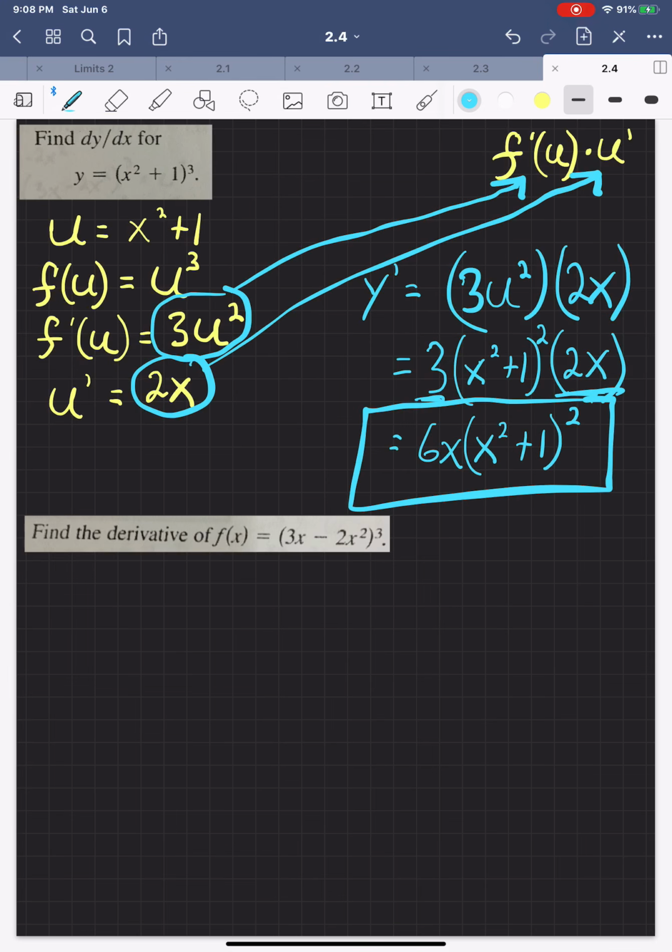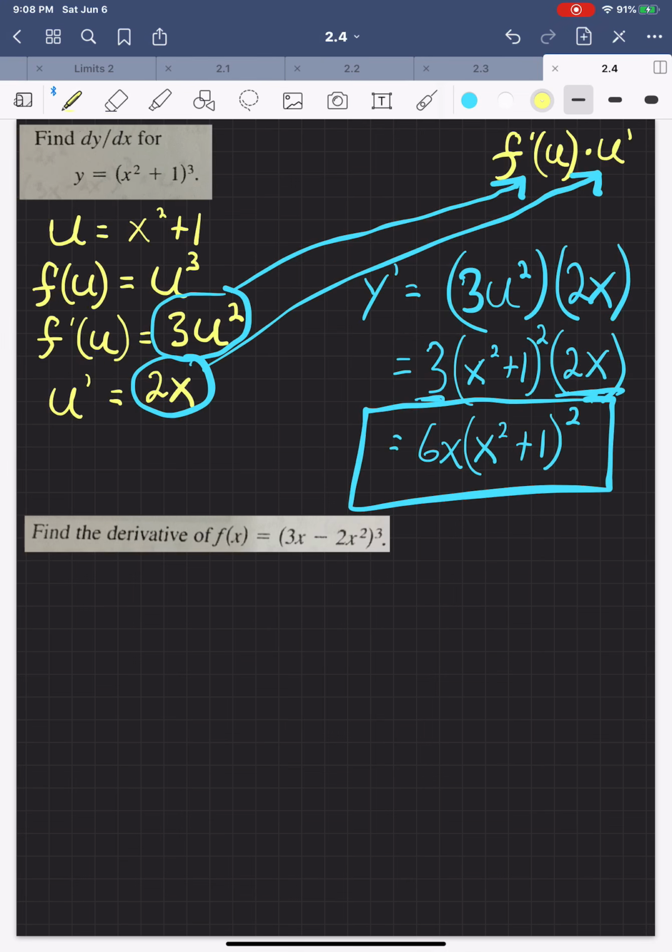All right, and let's try another one. This one's pretty similar to the previous one. In fact, it would be in your interest to pause the video and try this. But I'm going to just assume that you have done so. And if you learned a different method for the chain rule, that's fine. You can use your method of choice. I just need to be able to see your work.